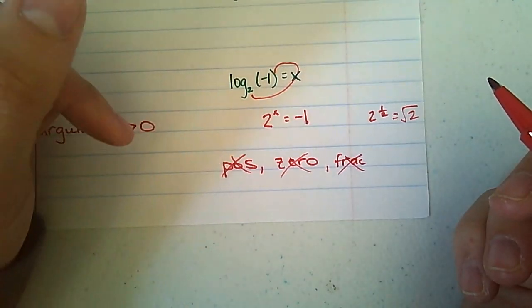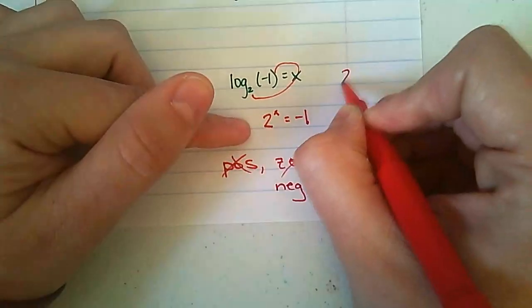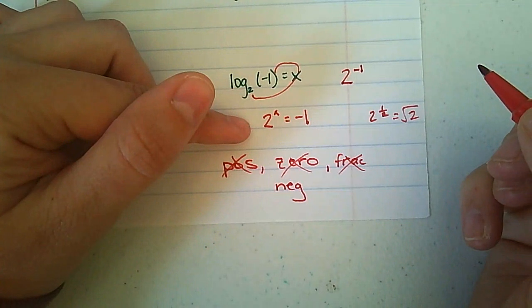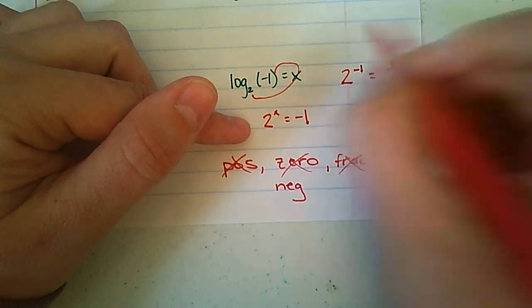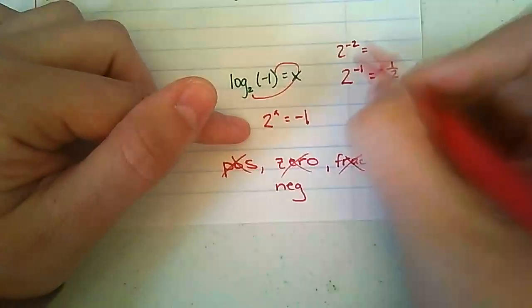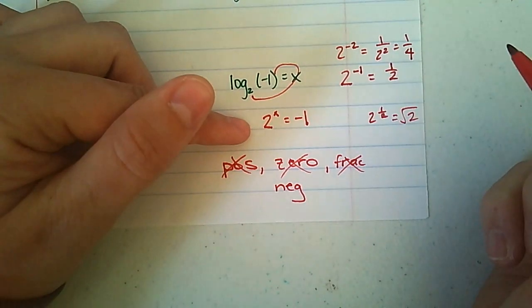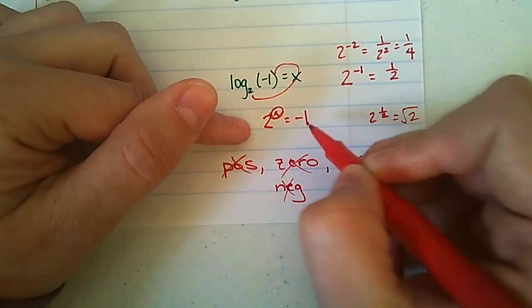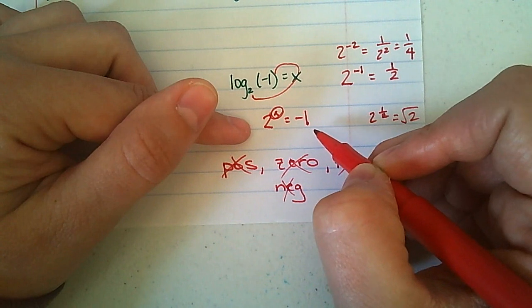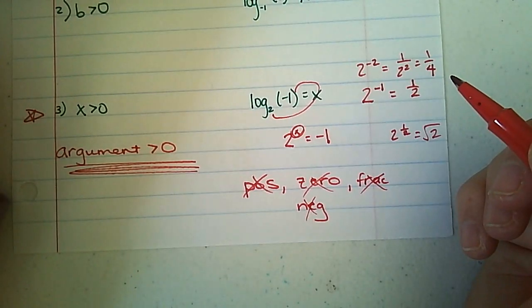Let's see. We've tried positives. We've tried zeros. Let's try negative numbers. Let's put in negative 1 in for x. We know negative exponents flip to the bottom, so this is going to become 1/2. I could do 2 to the negative 2. Again, flip that to the bottom, and it becomes 1/4. There's no number that I can plug in for x that will give me a negative number in return. Okay, so this rule is super duper important. You can never have an argument that is negative. It has to be greater than 0.